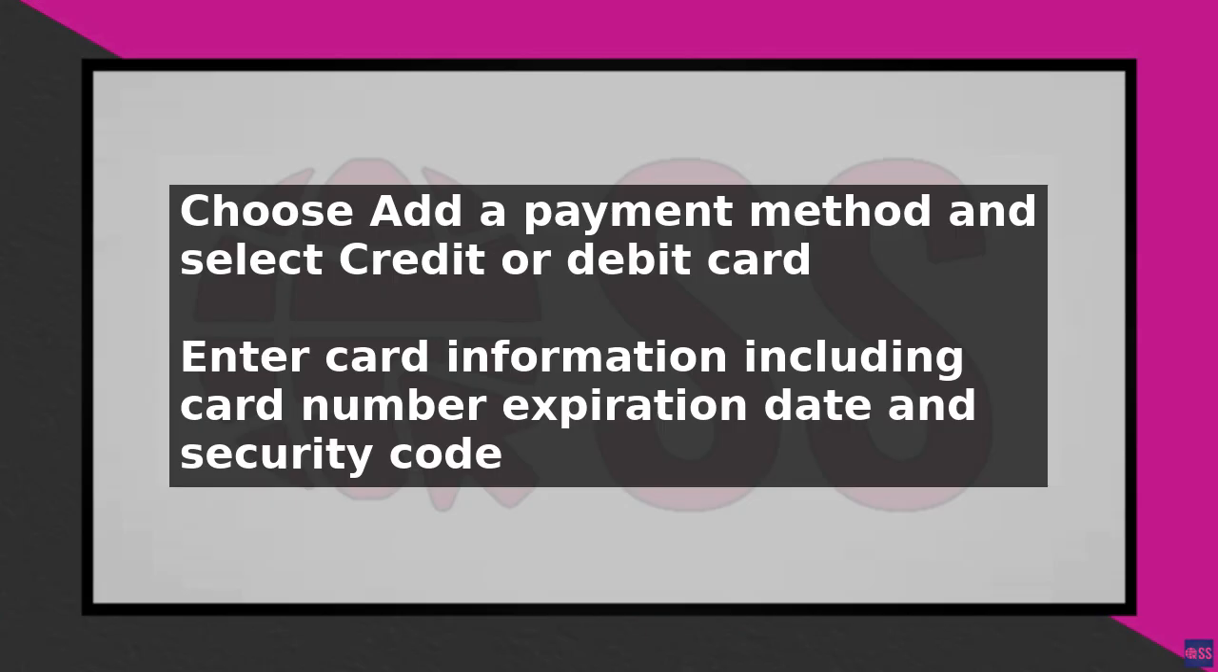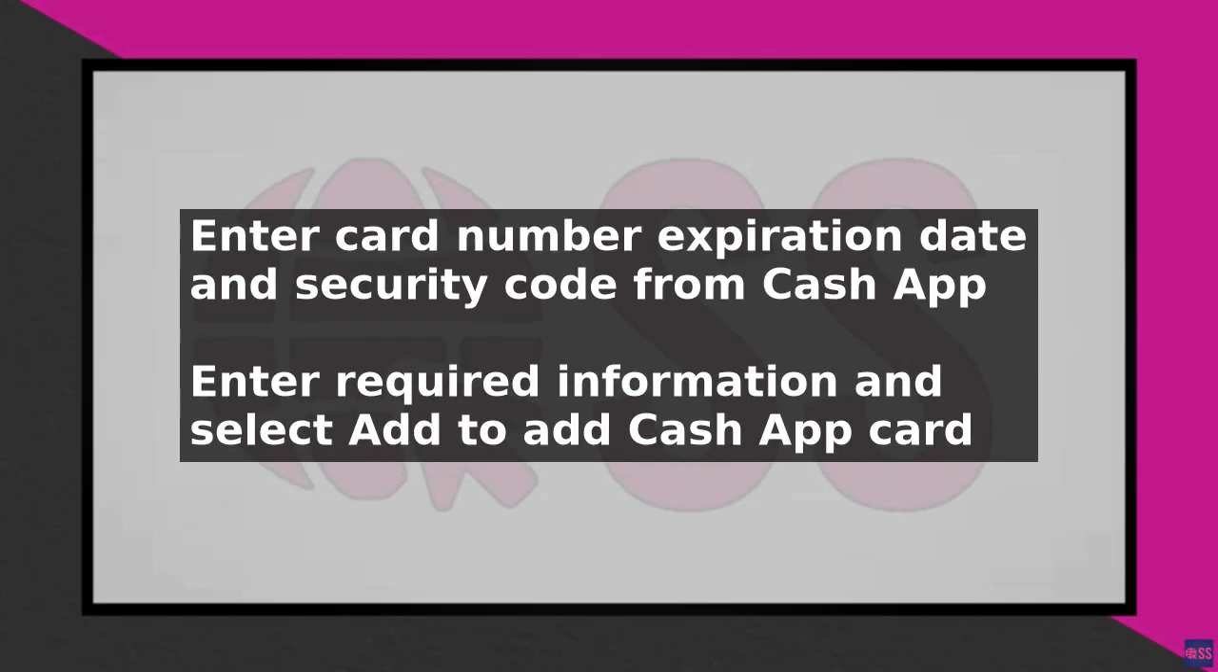After entering the card number, enter the expiration date and security code. The expiration date is also located in the Cash App or on the physical card, and the security code is the 3-digit code on the back of the card.